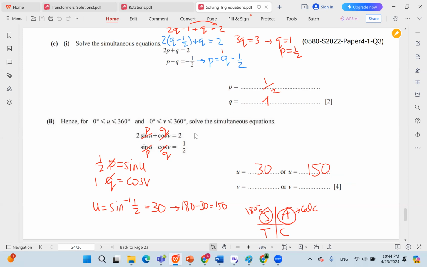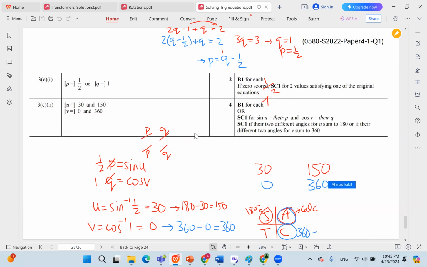Then for v, we have shift cosine 1. And this is going to give us 0. Now, this is cosine and positive, so we're going to take the calculator value as is, and we're going to take the C, which is the 360 minus. So we're also going to do 360 minus the answer. 360 minus 0 equals 360. So therefore, we're just going to write 0 and 360 here. So half and 1 are correct for part I, 30 and 150 for u, and 0 and 360 for v.